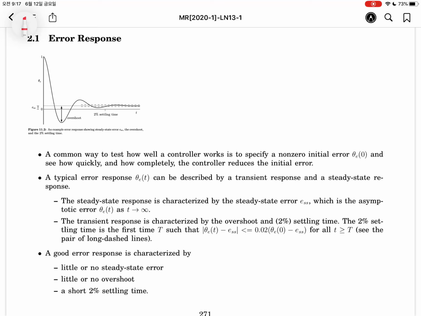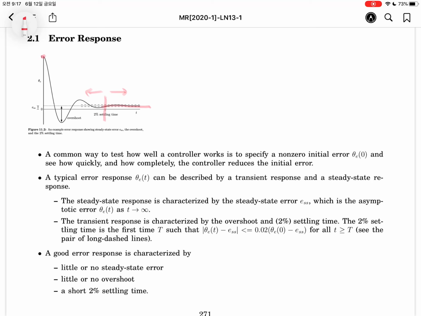Error response. The response is the output of the error dynamics. This figure shows the typical response of the error. It starts from the error initial condition, and then after several vibrations, it will arrive at the steady state. In order to separate the transient and the steady-state regions, we will define the settling time. In this book, 2% settling time is used. Before then, transient response. After then, steady state response.